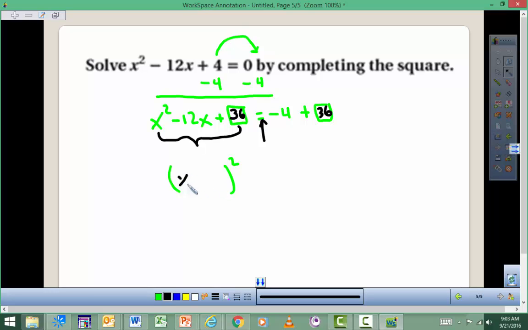X minus. How do we know it's minus? The middle term is minus, so we've got to keep that a minus. Minus 6, right? Now, let me give you a little secret I learned a long time ago. This is a little secret Mr. Russell learned. You guys want to see my secret?